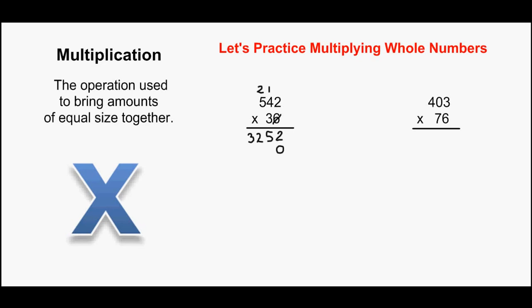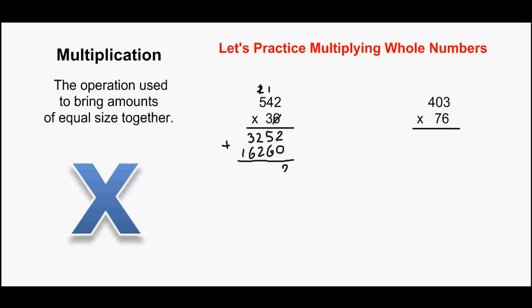Begin with 3. 3 times 2 is 6. 3 times 4 is 12. 3 times 5 is 15, plus 1 is 16. Now that I have my partial products, I'll add them together.